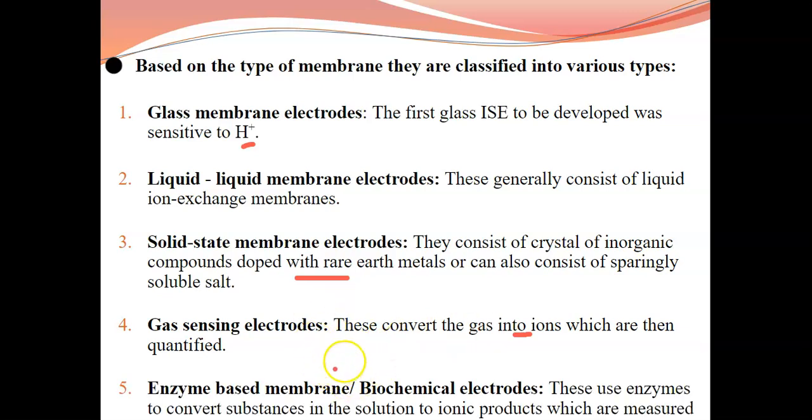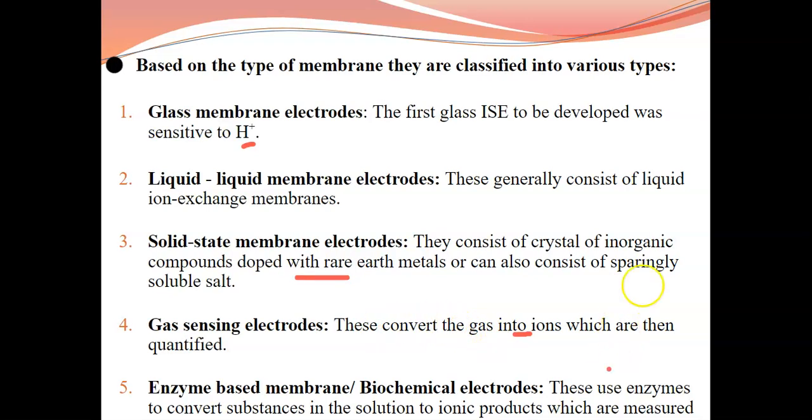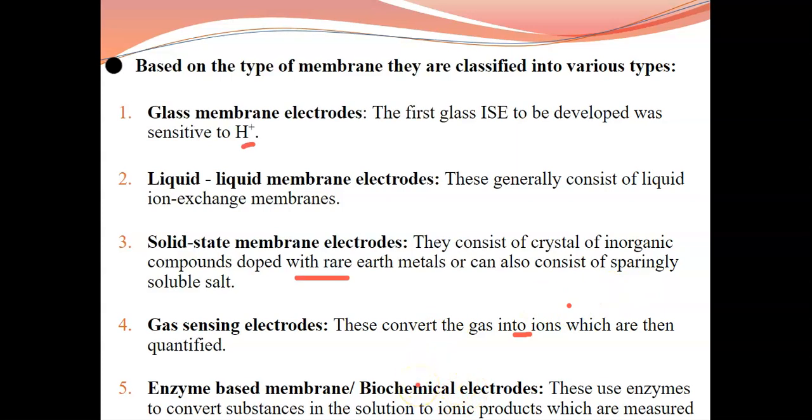The last type is the enzyme based electrode, also called a biochemical electrode. In this type, we use some enzymes in the membrane of the electrode. The role of these enzymes is to convert some compounds present in the sample solution into ions, and then the electrode produces a potential depending upon the concentration of those ions present in the solution. So we are going to see this with the help of examples. For the glass membrane electrode, we have already seen the glass electrode in the previous session.